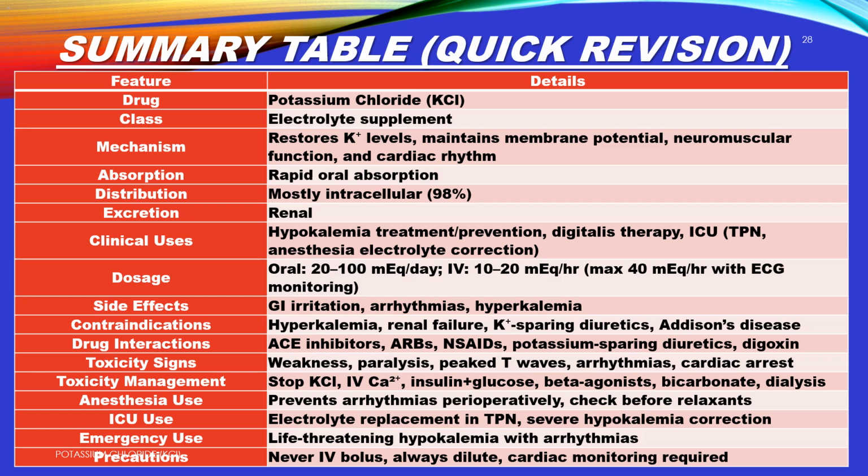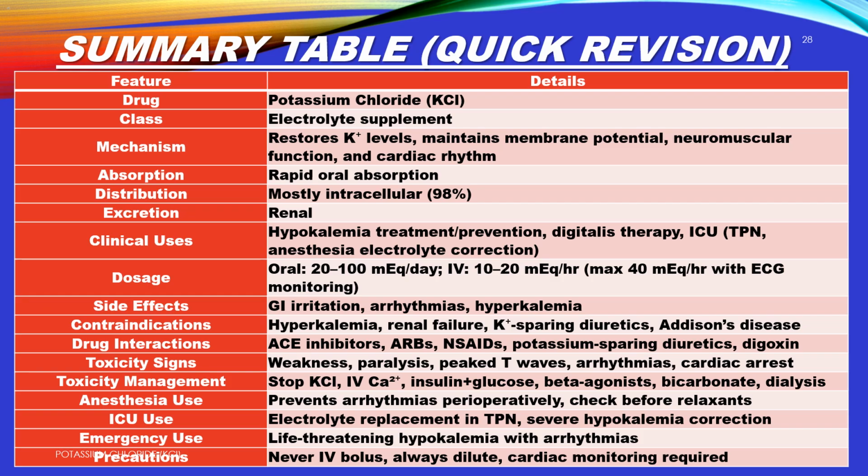Toxicity. Signs: muscle weakness, paralysis, peaked T waves on ECG, arrhythmias, cardiac arrest. Management: stop potassium chloride administration, administer IV calcium, insulin and glucose, beta-agonist, bicarbonate, and consider dialysis.